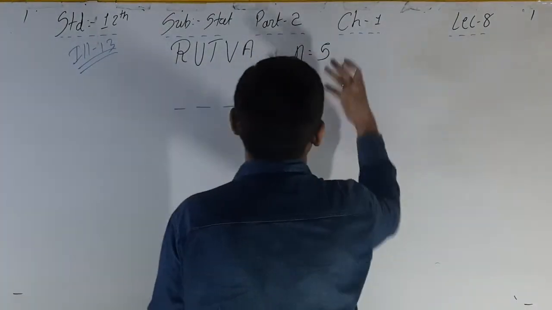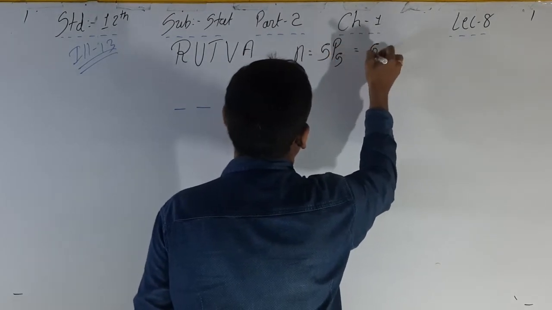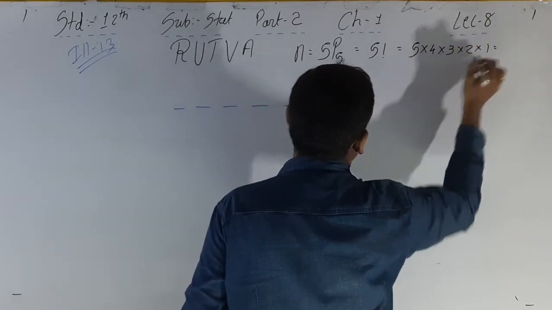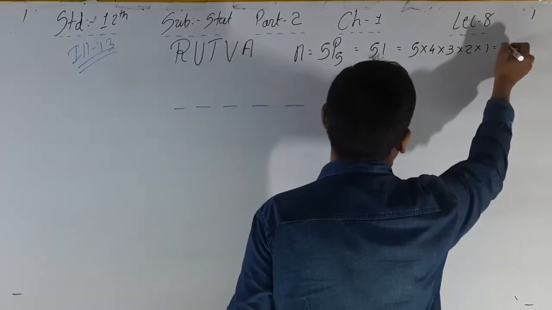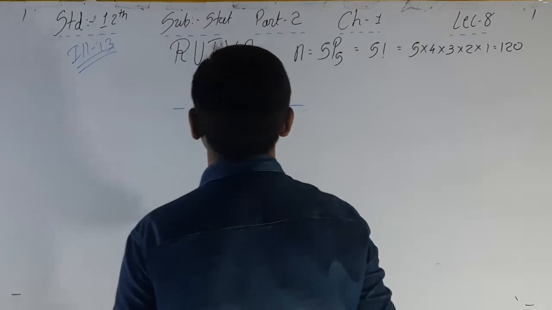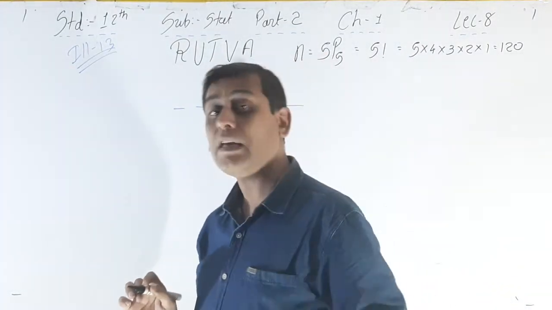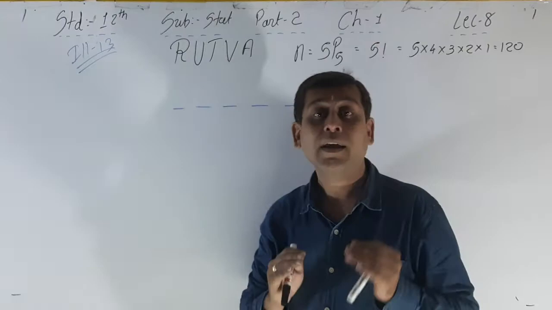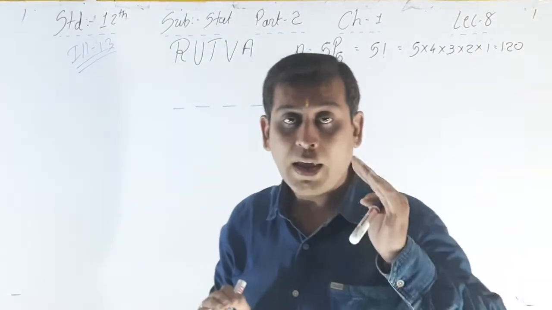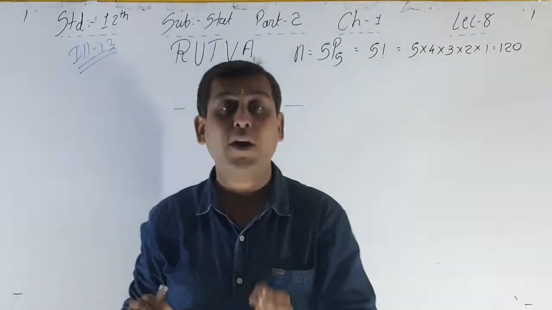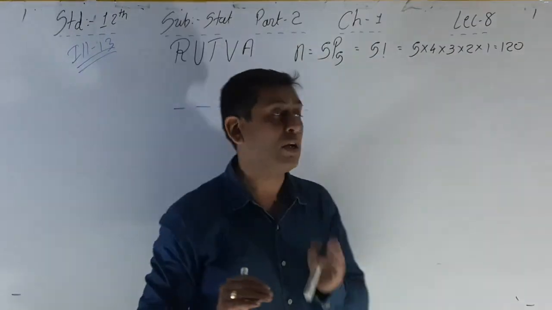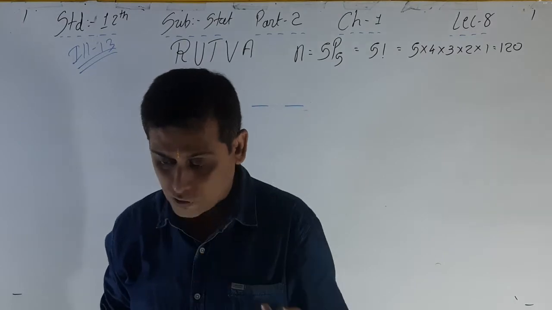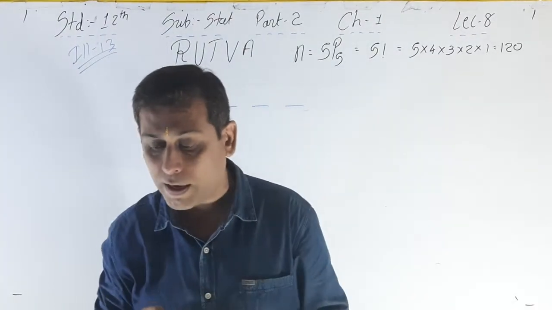That is 5P5, that is 5 factorial, that is 5 into 4 into 3 into 2 into 1, which is 120. So the total outcomes of this experiment is 120, because there are 5 letters and 5 places for the arrangement. That's why total outcomes n is equal to 5P5, that is 5 factorial, that is 120. So the total number of outcomes n is equal to 120.